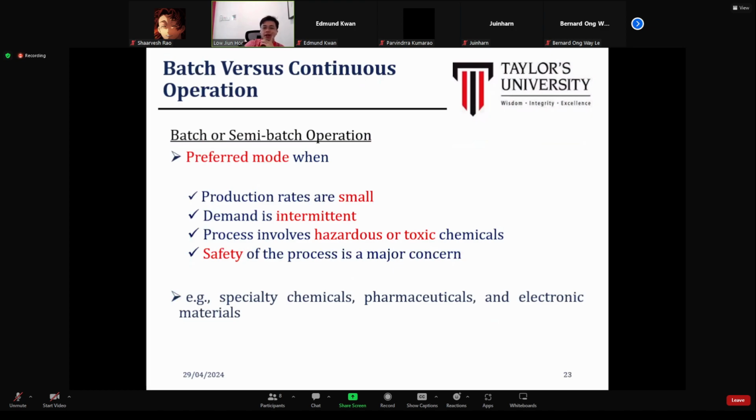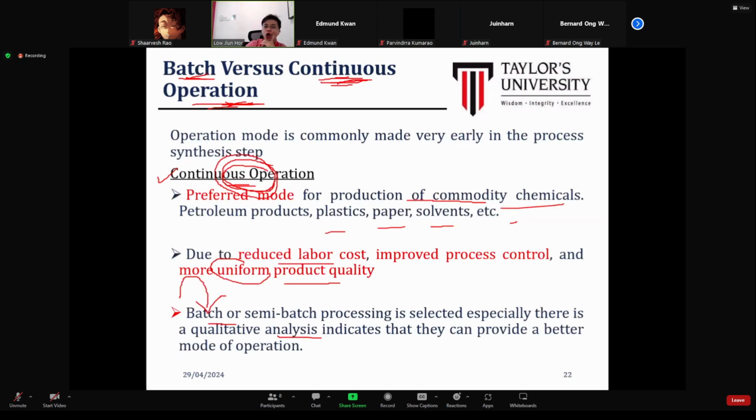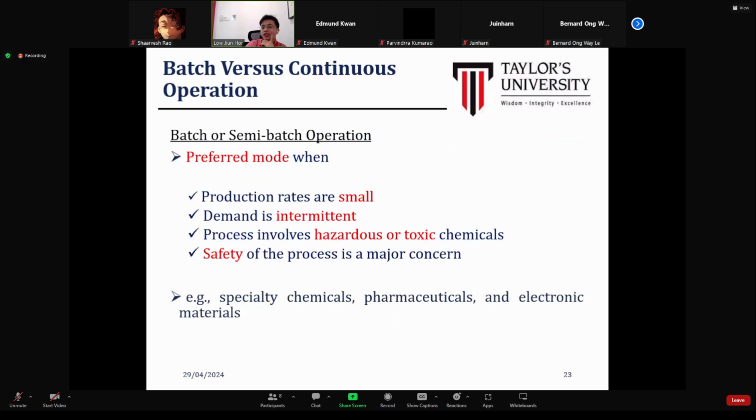Okay, beside that, just now I tried to explain the batch operation mode and also the continuous operation mode. But some of the processes combine the characteristics of batch operation mode and also the characteristics of continuous operation mode. So if they combine the characteristics of both of these operation modes, then it is considered and known as a semi-batch operation mode.